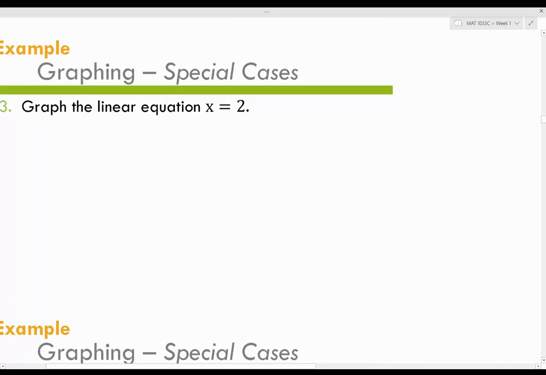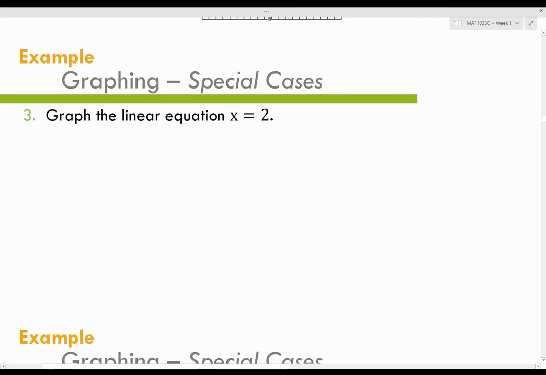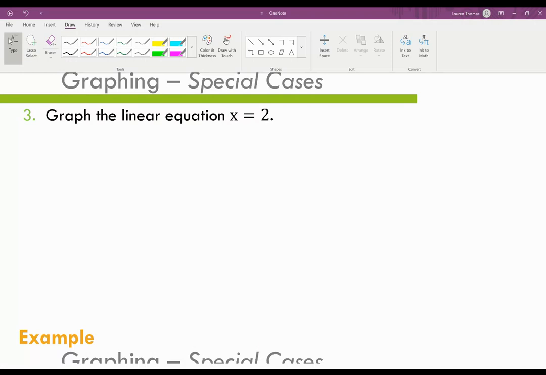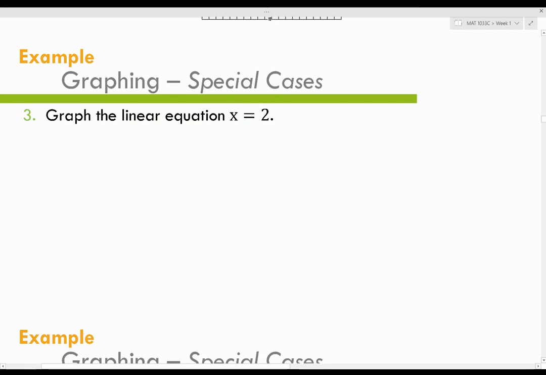All right, let's look at this one. So they want us to graph the linear equation. Now, one thing you'll notice is that this equation looks a little funny. All of the equations we've had before have had both an x and a y, but this one only has an x, okay? So this is a special type of equation. It generates a special type of line. So anytime you have x equals some number, that is always going to be a vertical line.